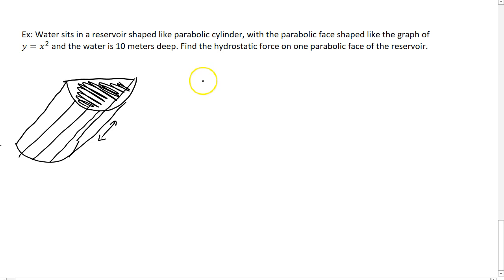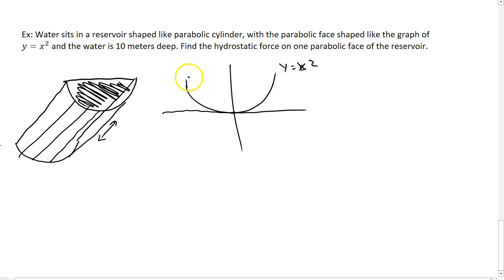Okay, so let me just draw the picture how I want it. I only care about this face, and since it's y equals x squared, I'm going to put the origin right there. And the water is 10 meters deep, so I'm probably going to end up going to y equals 10, something like that. Okay, so the process is the same.